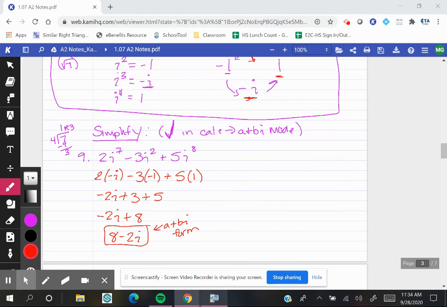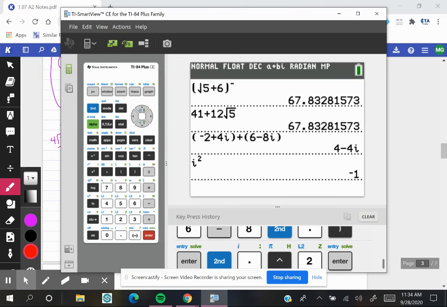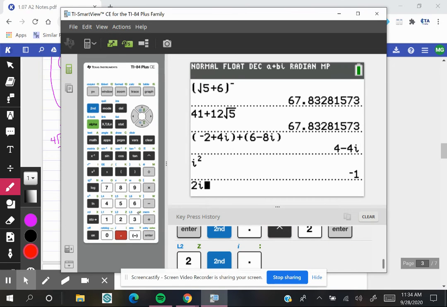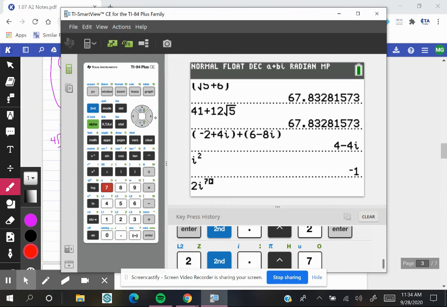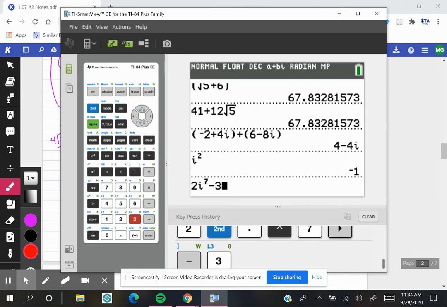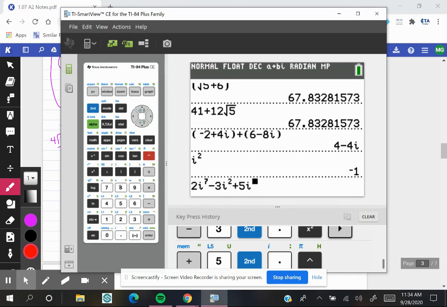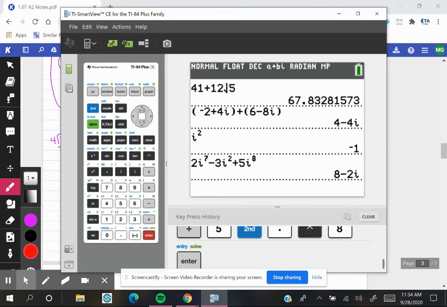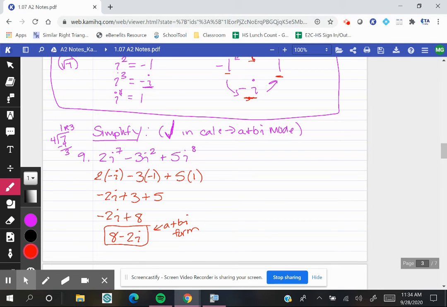Again, really nice in your calculator. If you go to your calculator, you can type in 2i raised to the 7th minus 3i squared plus 5i raised to the 8th. And it gives you the answer 8 minus 2i. But I want to see your substitutions as to how you got it.